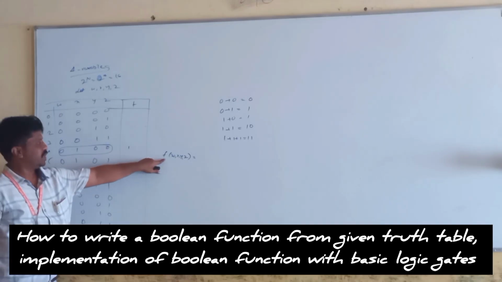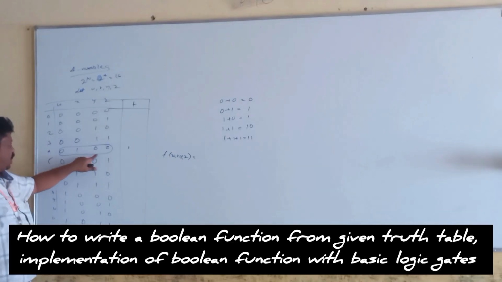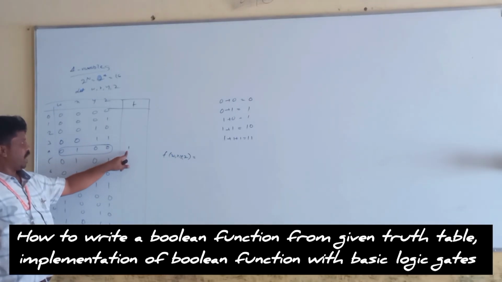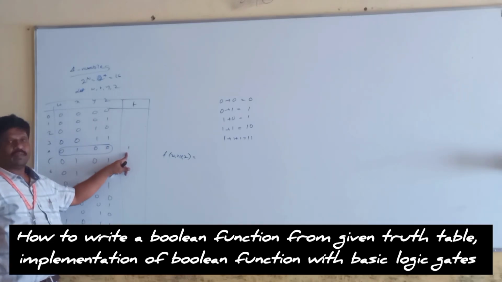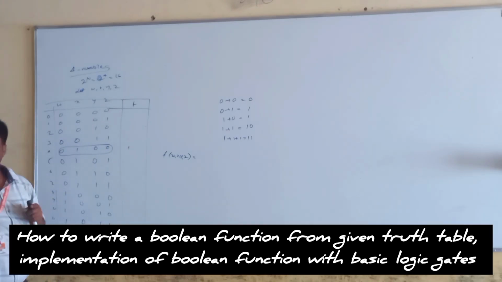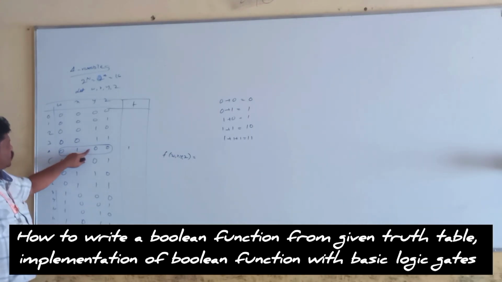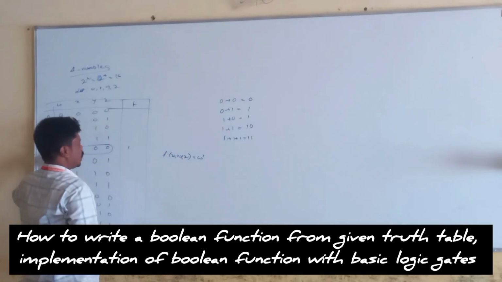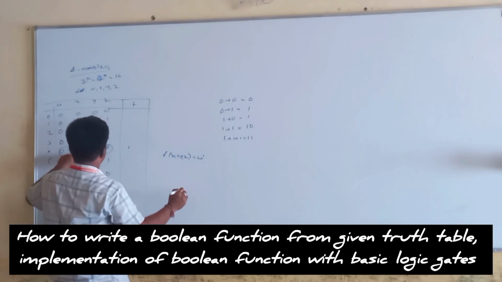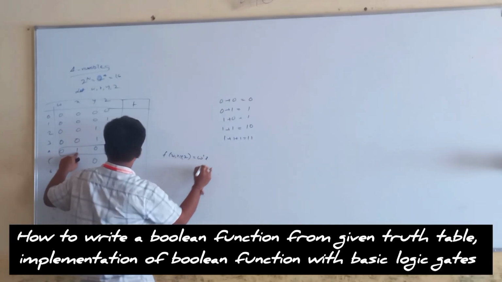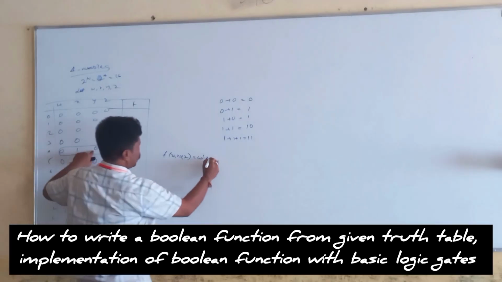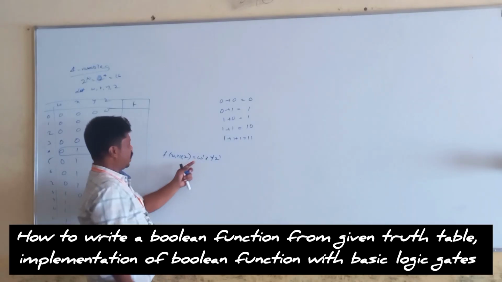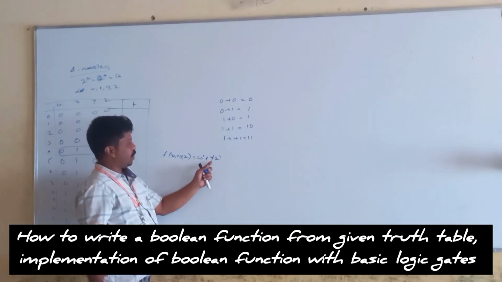The boolean function has many terms. If the function is high for a combination, that combination is taken as a term in my boolean function. That is nothing but 0100. The 0 is w complement, the 1 is x, and then y dash, z dash. So w complement, x, y complement, z complement.